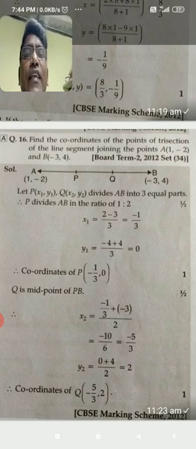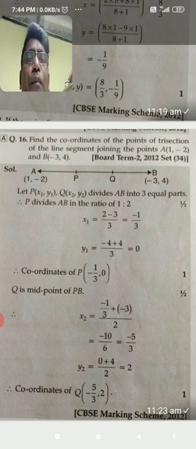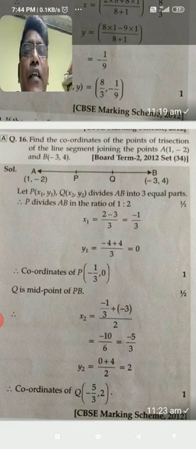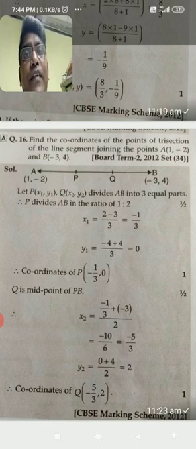It's very important. See, let P (x1, y1), Q (x2, y2) divide AB into 3 equal parts. So this is not given in the question. Trisection means you need to understand 3 equal parts. So first part versus remaining part we are taking. So first part is m1, second part is including 2, so 1 plus 1 is 2 will come, m2. So m1 equal to 1, m2 equal to 2.